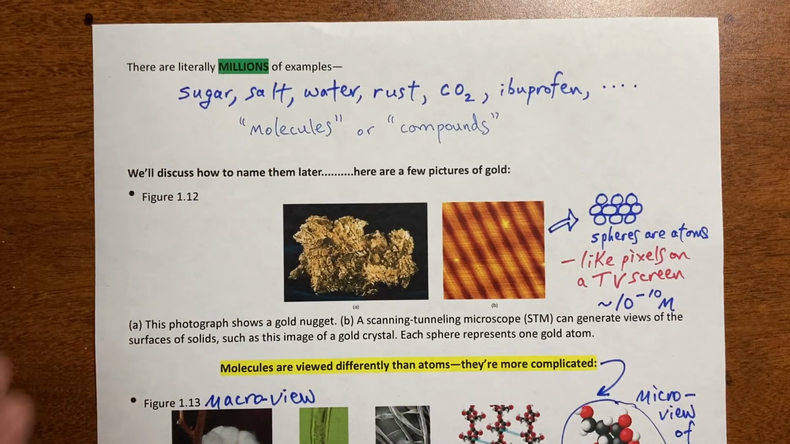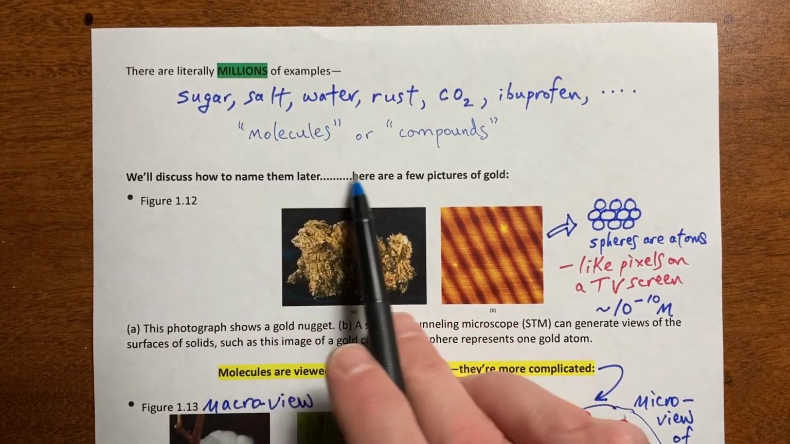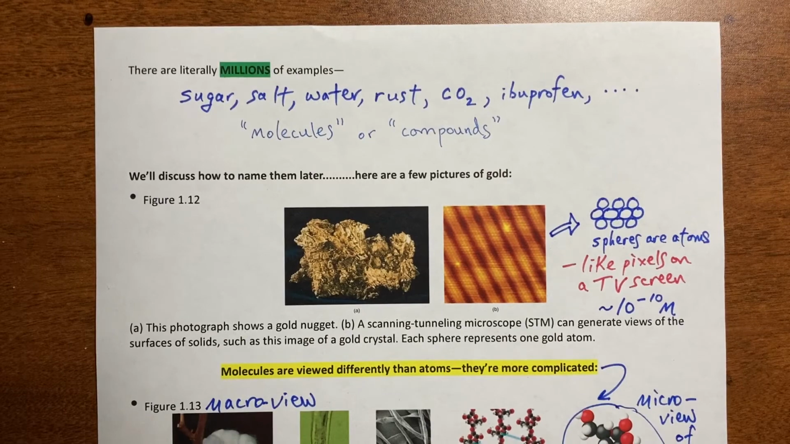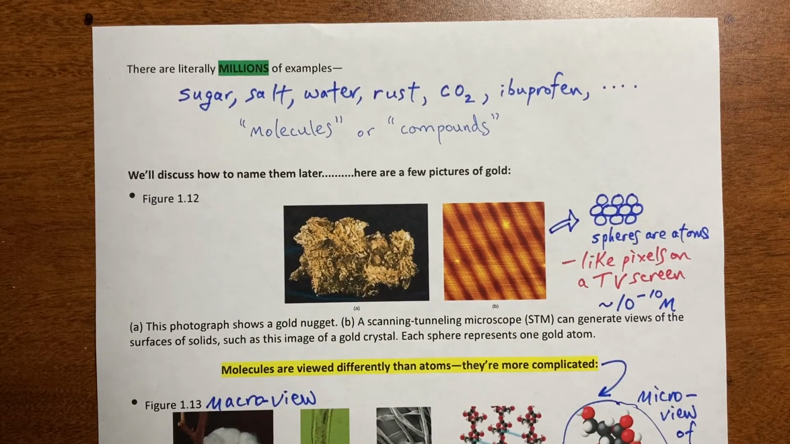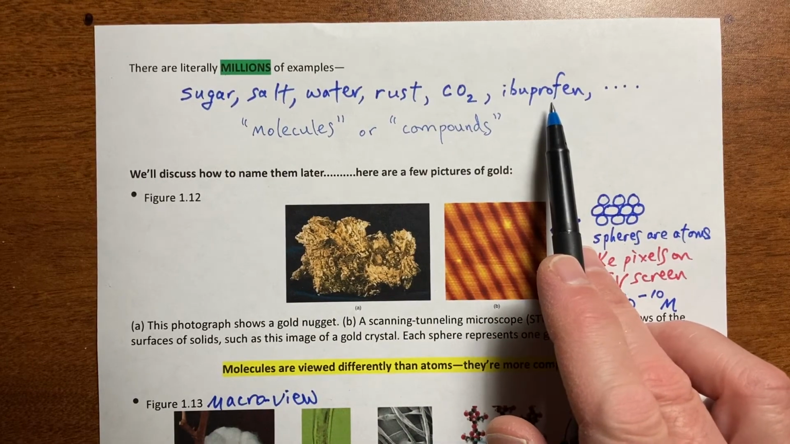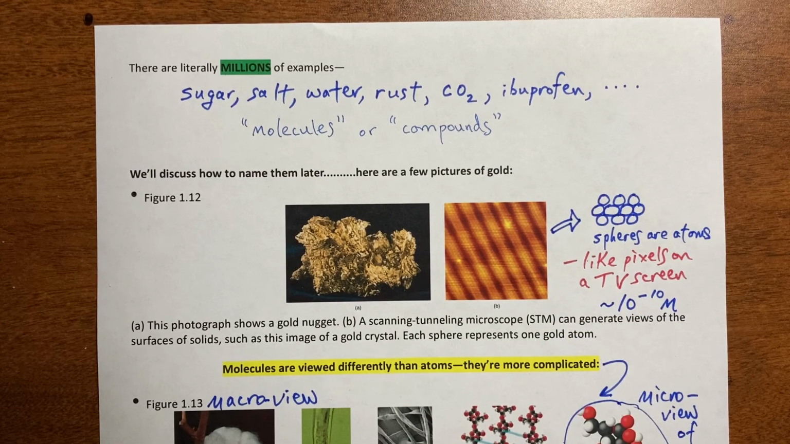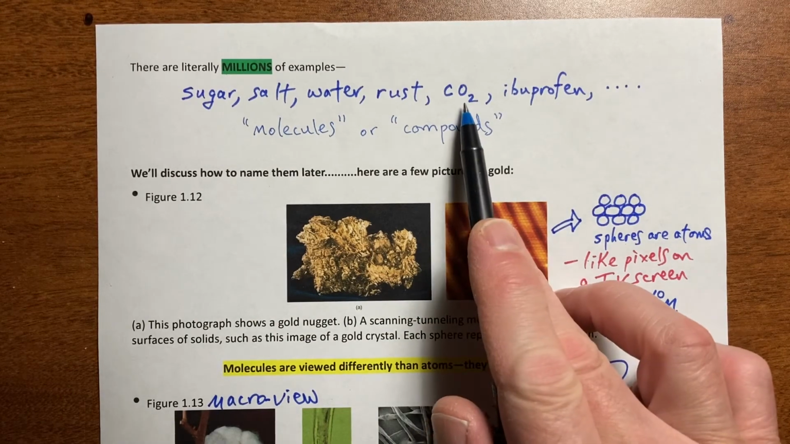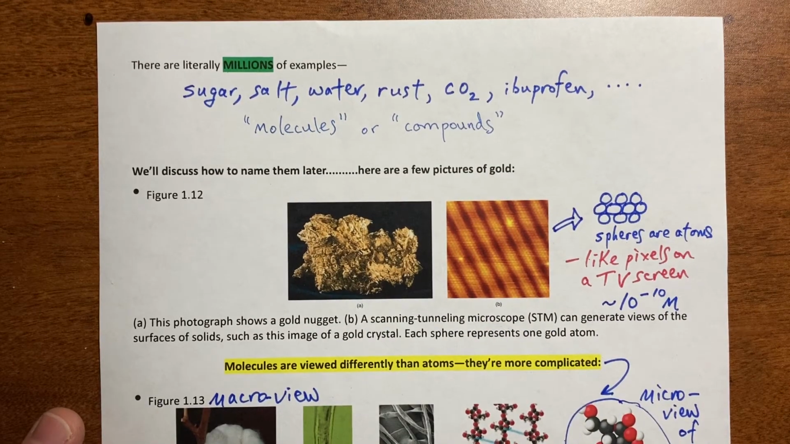So as I was saying about compounds, there are literally millions of them. Some of the common ones we've been talking about are sugar, salt, water, rust, carbon dioxide, even ibuprofen, the stuff you take when you got a headache. That is a chemical compound or a molecule. We're going to discuss how to name them later. There are chemical names that follow a system. CO2, carbon dioxide, is a systematic name. But all these other names are common names. So there's a big difference between a chemical name like carbon dioxide and a common name, which we'll discuss. We'll get to it in good time.